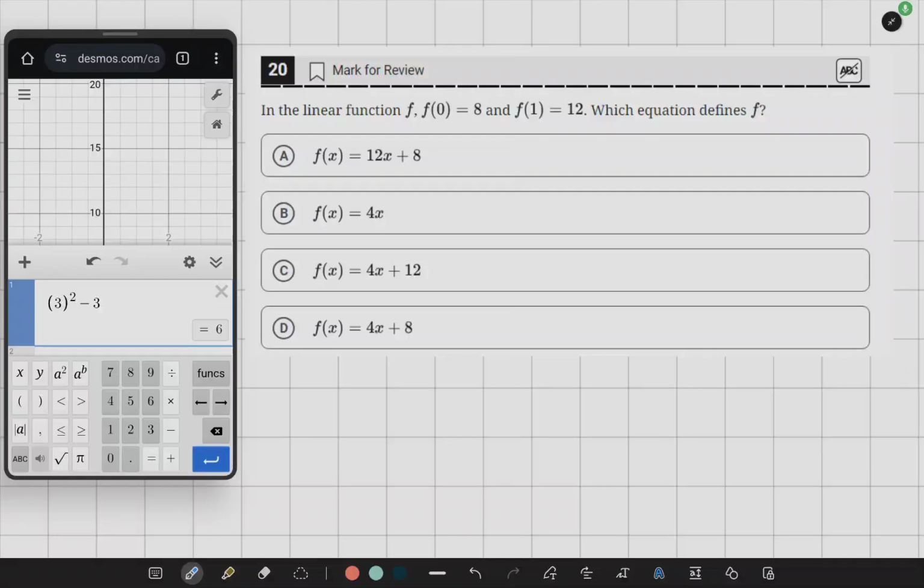The linear function f of 0 equals 8 and f of 1 equals 12. Which equation defines f? So we have a hint here. We have a linear function, which tells us that this is going to be y equals mx plus b. So we can start there. And we also have the y-intercept, which is always going to be our b value in a linear function.